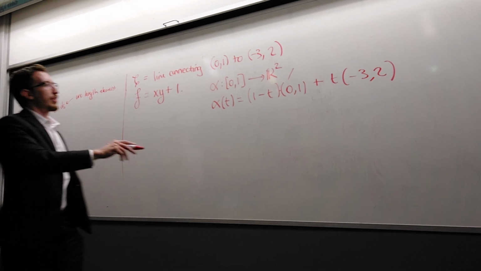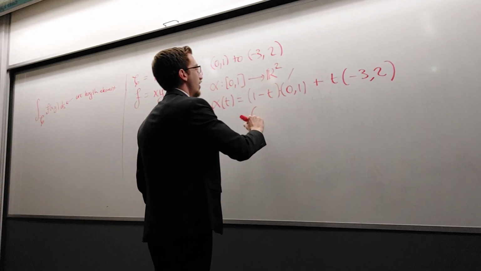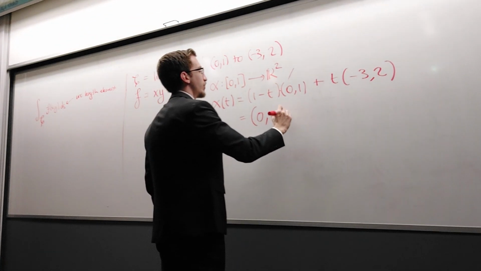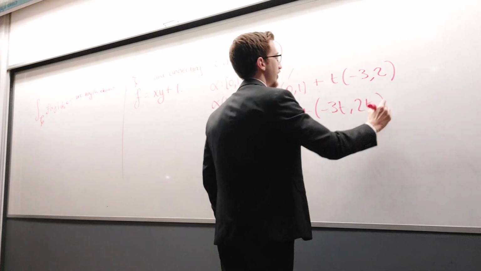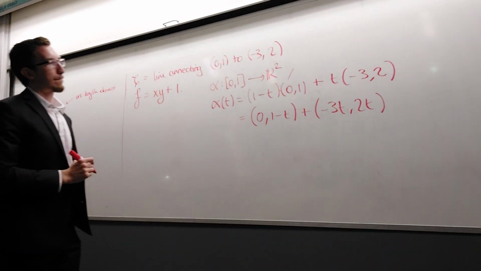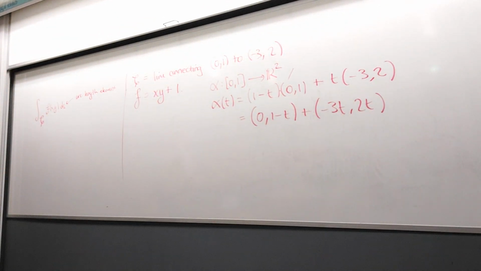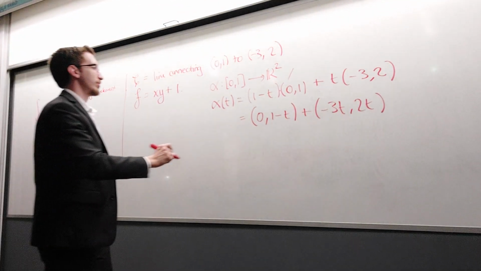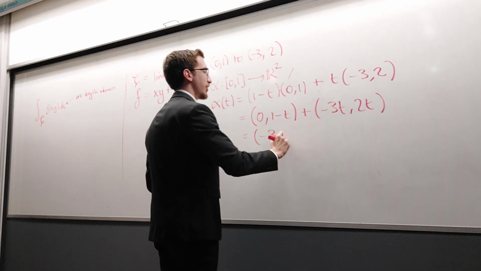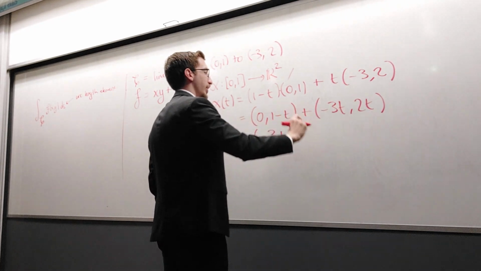Okay, let's simplify this. I would get (0, 1 minus t) plus (-3t, 2t), which equals (-3t, 1 plus t). So we get (-3t, 1 plus t).